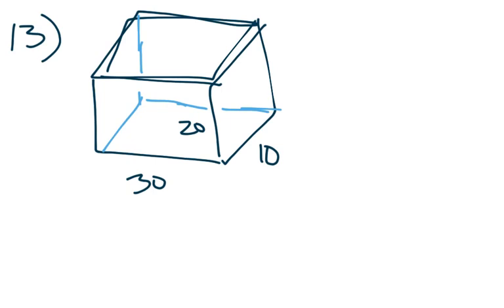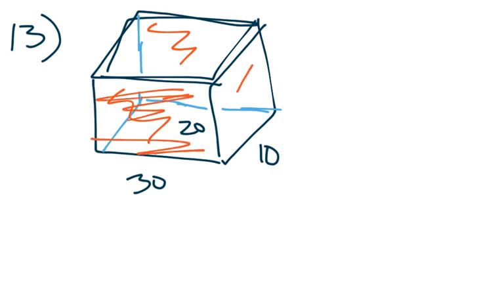Okay, number 13. A closed cardboard box is 30 centimeters long, 10 centimeters wide, and 20 centimeters high. What is the total surface area of the box? So what we want to do is first find the area of the front and the back. The front and the back have a length of 30 and a height of 20. So we are going to say 2 times 30 times 20.